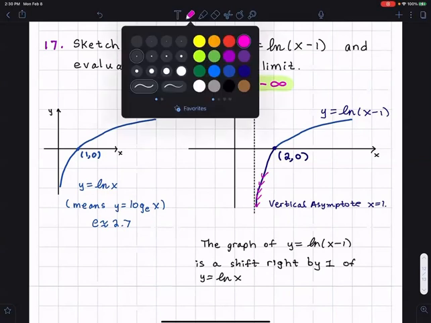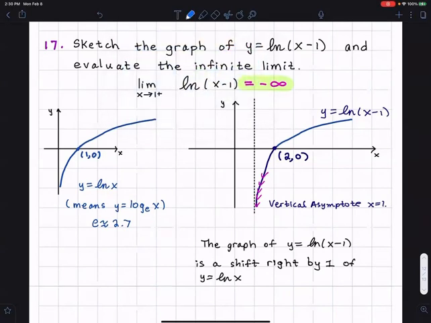Okay, so anything else to say about that? Any questions or comments?